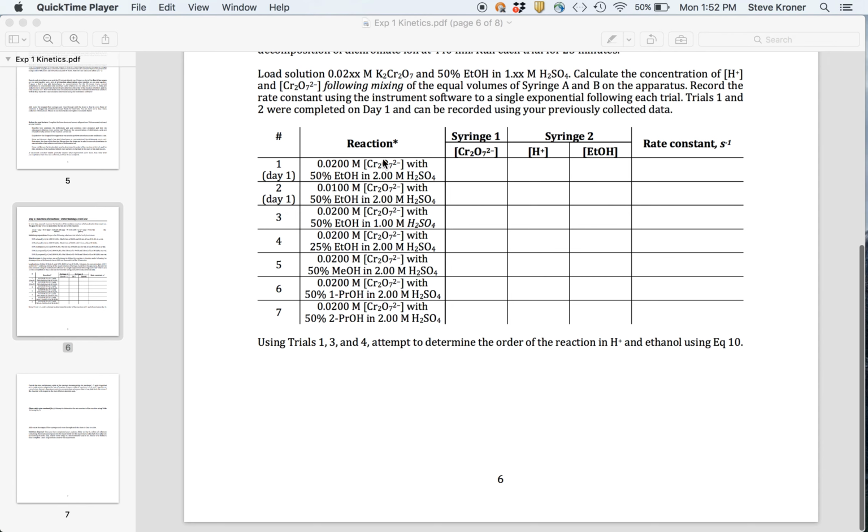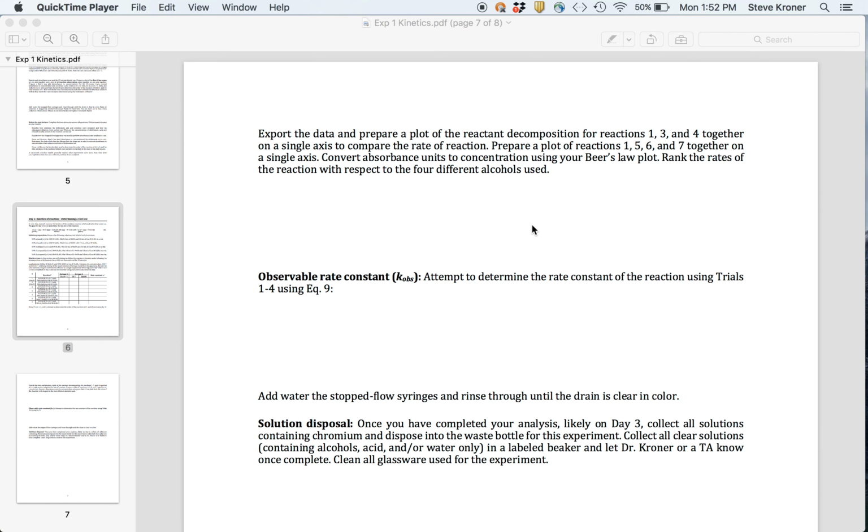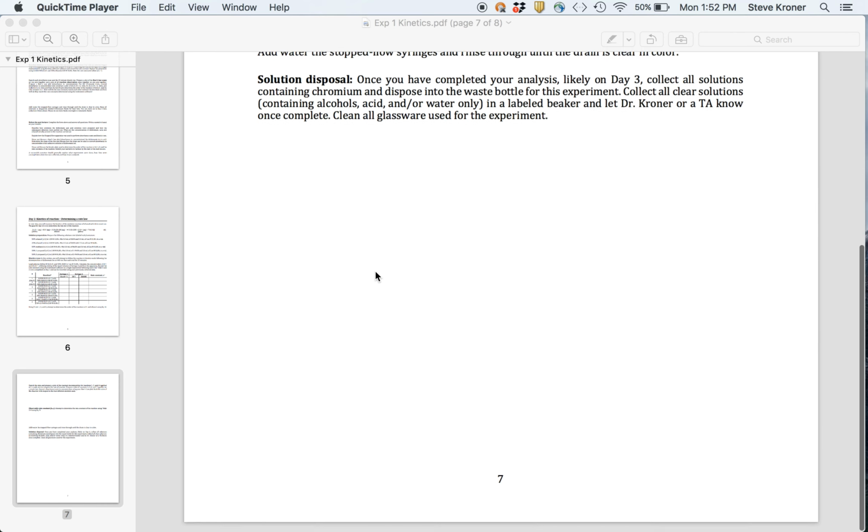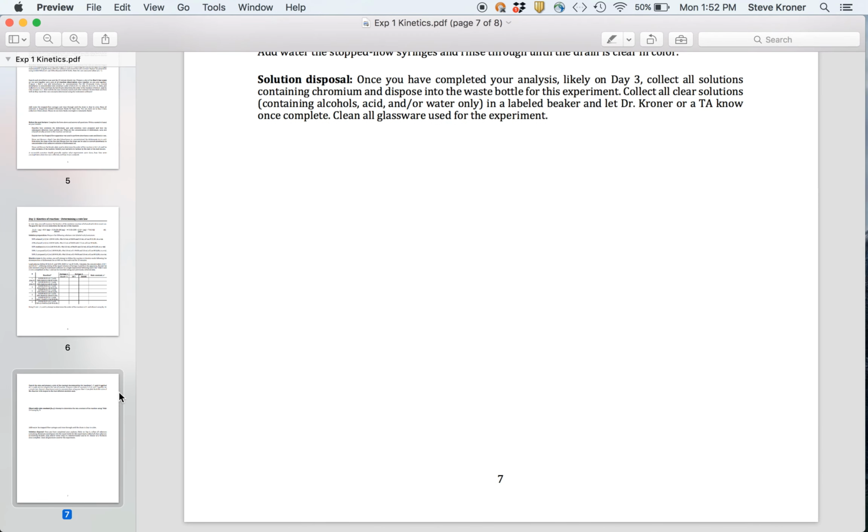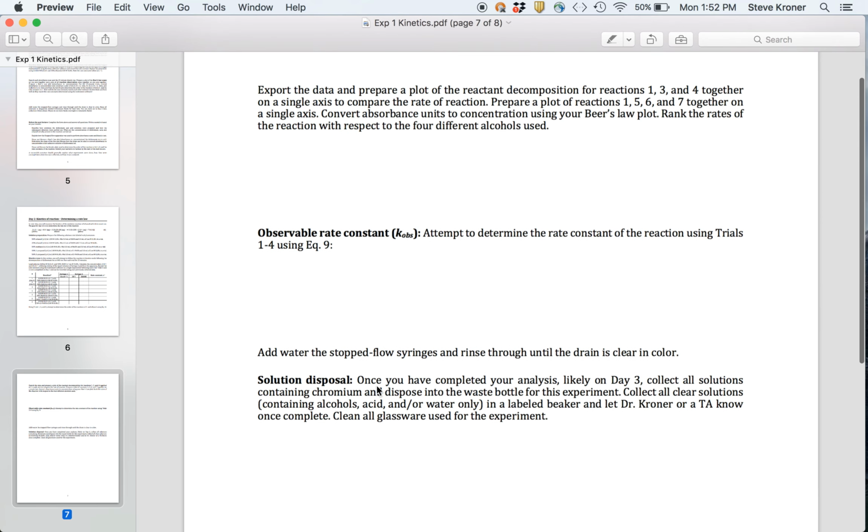2 of the trials are already done on day 1, so you can just feed those results in. And then from there, you're just doing some analysis. And then day 3, you can wrap up anything that didn't go well.